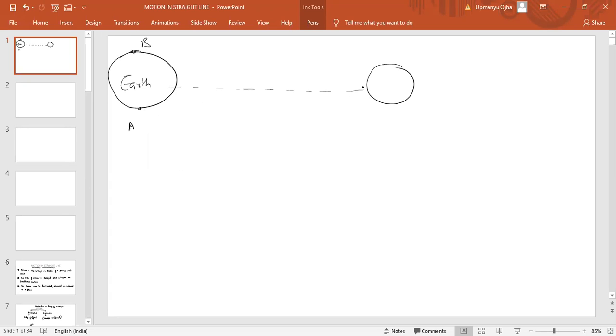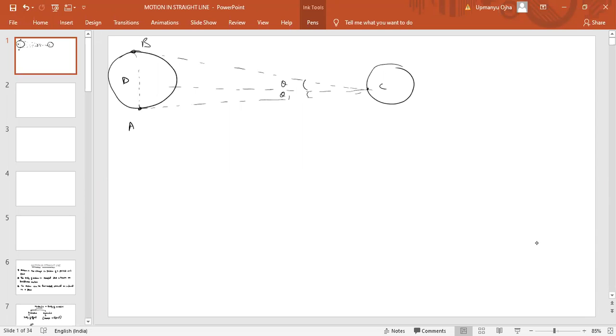Now we observe some point C. From point A, point C is located at some angle theta 1, and from point B, point C is located at some angle theta 2. Now A and B are diametrically opposite points, which means they are located on opposite ends of the Earth. So the distance between A and B will be capital D, which is the diameter of the Earth.